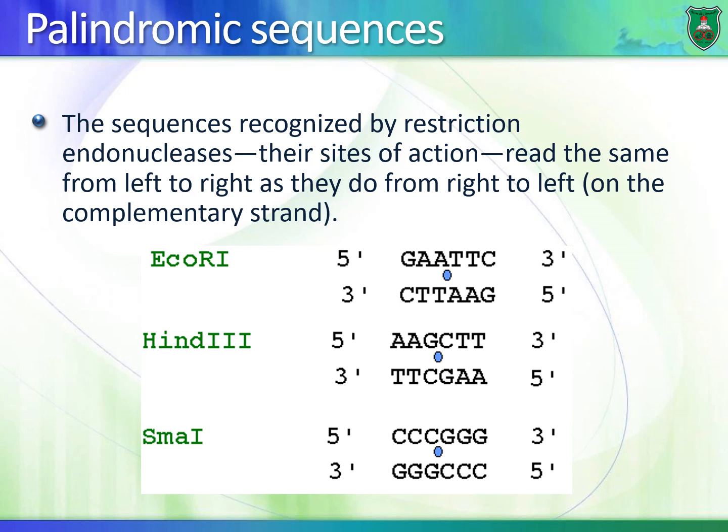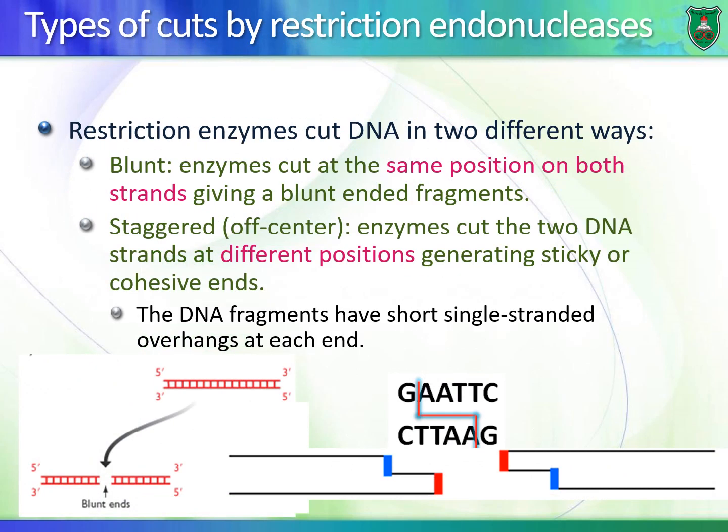Now, these sequences are known as palindromic sequences, that is, sequences that read the same exact thing on either strand. What happens here is that these endonucleases make two types of cuts depending on where the cuts are. One cut is known as a blunt cut, resulting in the formation of blunt-ended fragments.